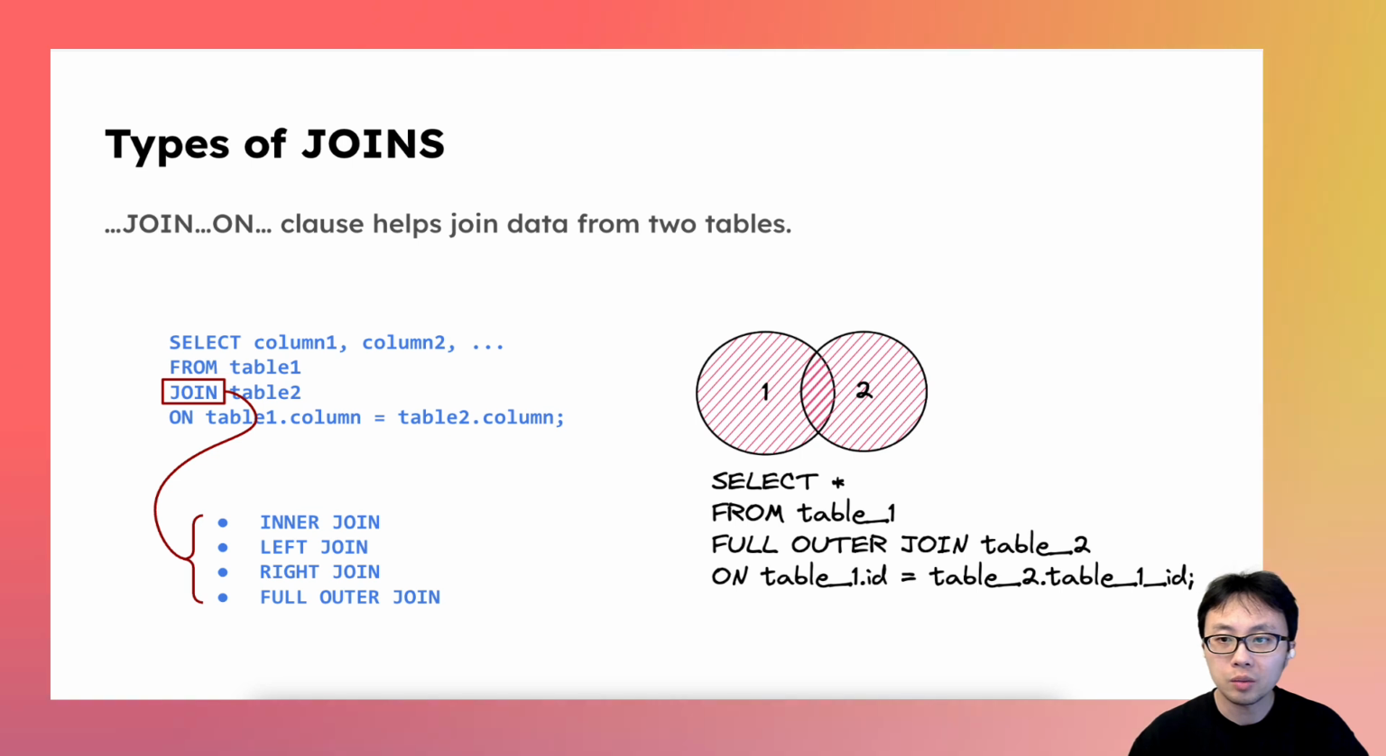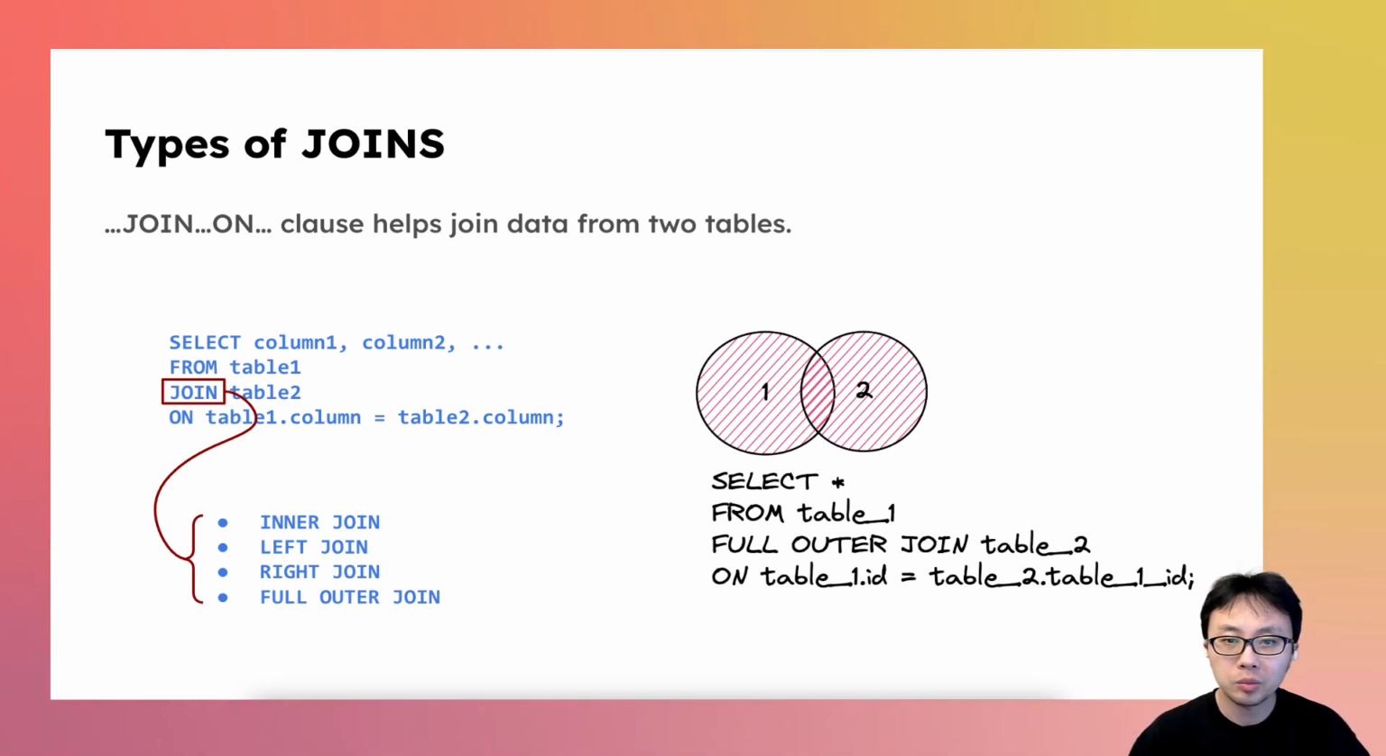Full outer join returns all the rows from both tables, including the non-matching rows. If a row in table 1 has a matching row in table 2, the corresponding result row will simply include the data from both tables.